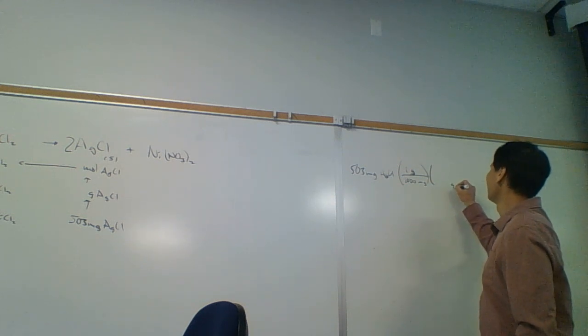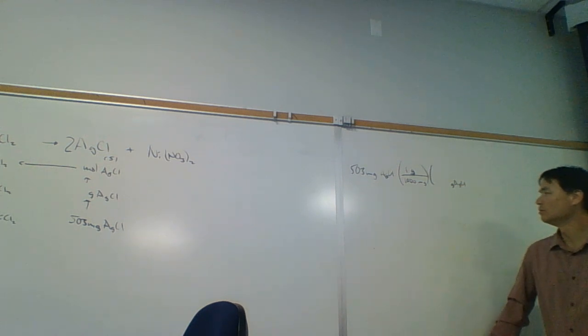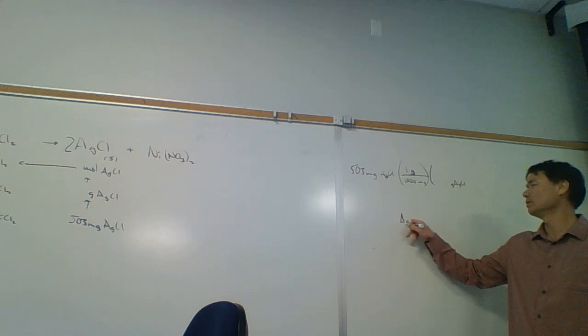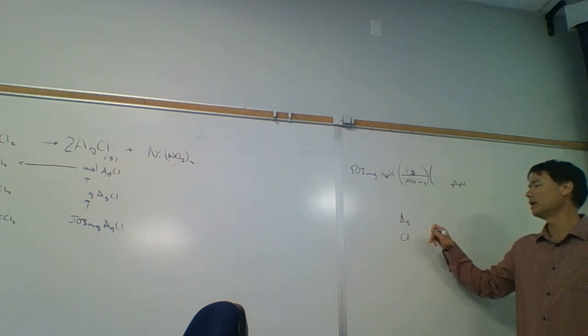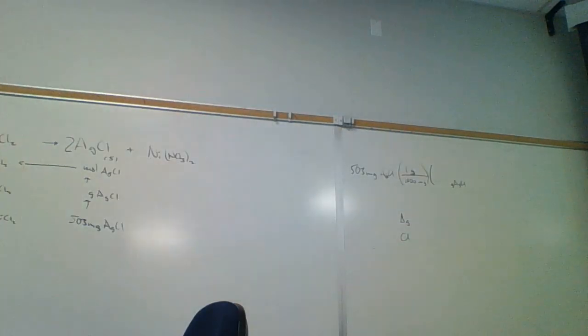We need to get rid of grams of silver chloride, and we're going to use the molar mass to do that. So we need to calculate the molar mass of silver chloride. So we'll need the periodic table for this. So let's go take a look. Periodic table.